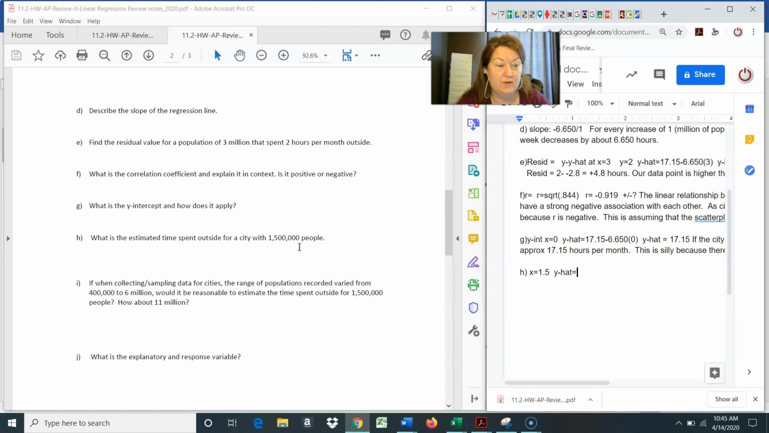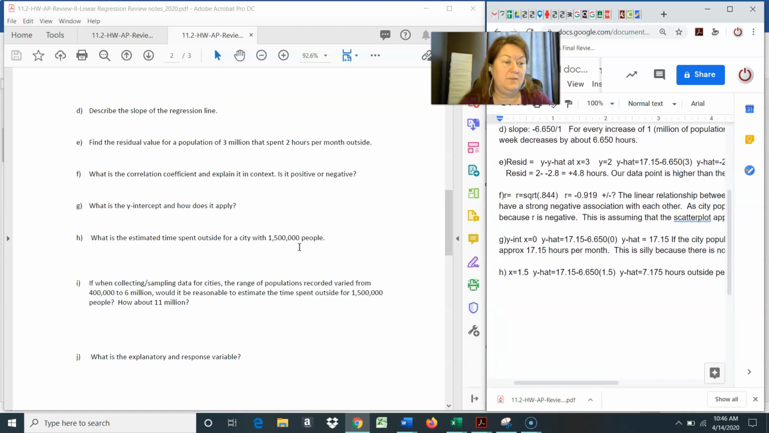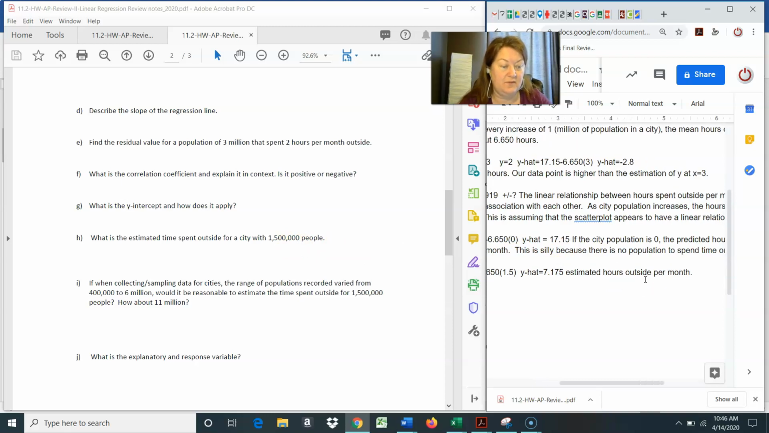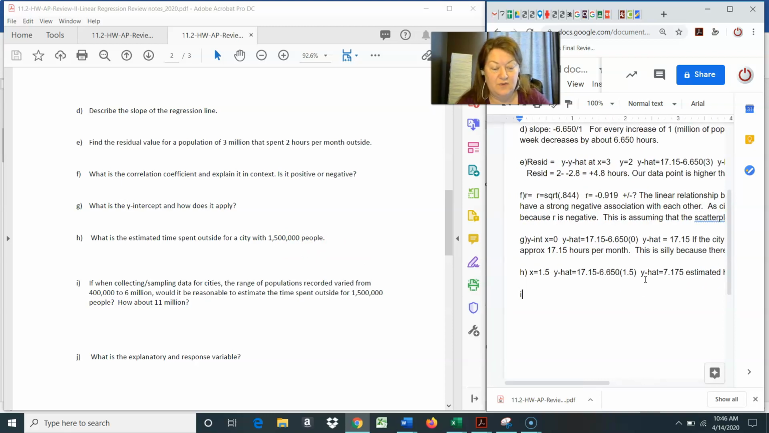Okay, so y hat equals 17.15 minus 6.650 times 1.5. And I go and I find that out and I get y hat equals, and this time I'm getting 7.175 hours outside per month. Okay, and I'm going to say estimated hours. So I'm going to go back and say estimated hours outside per month. Good. All right. So next one is I.